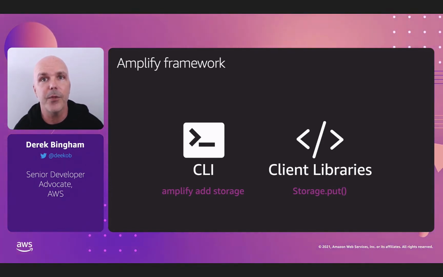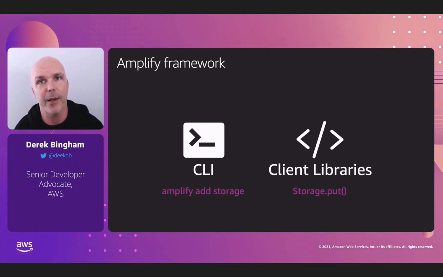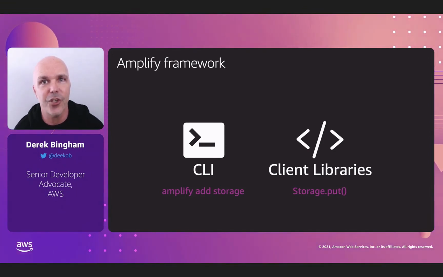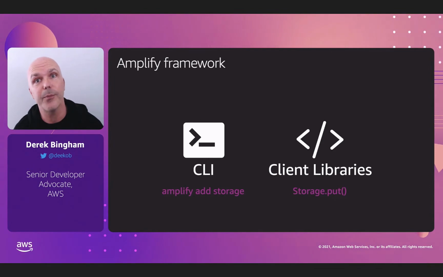If we look at the Amplify framework in particular, we'll see that there's two parts to it. There's the CLI, which we use to provision services. So a typical CLI command we'll be using today will be amplify add storage, because we're trying to add the image storage to our application. And then we also have client libraries. So the client libraries I like to think about is how you interact with the backend resources you've just provisioned with the CLI. So today we're going to use the storage.put API call to put images into our S3 bucket, which is what storage will create.